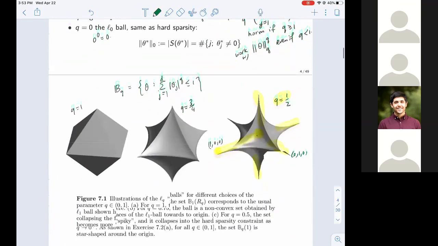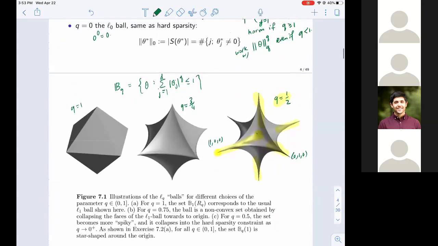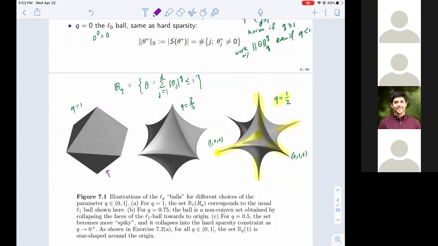But it makes it problematic, because which one of these is a convex set? Anyone can comment on that. q equal to 1? Yes, among them this one is convex, the only one that's convex. These are not convex. Yes, that is another issue if you want to optimize over them.